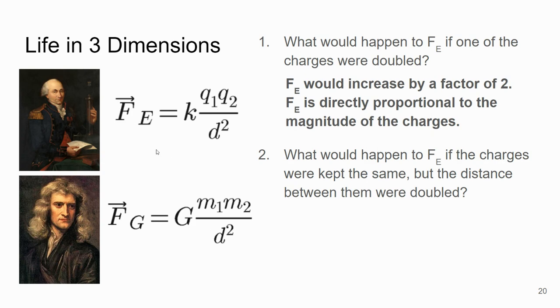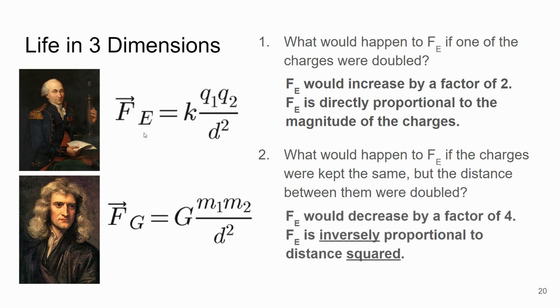If we keep everything the same, but we double the distance between the things, what effect will that have on F sub b? We're doubling the number that's in the denominator, and it's getting squared in the denominator. So that means F sub b is going to go down by a factor of 4. So we say that F sub b is inversely proportional to the distance between them squared. That's why it's an inverse square law. It is directly proportional to the size of the charges and inversely proportional to the distance between them squared.